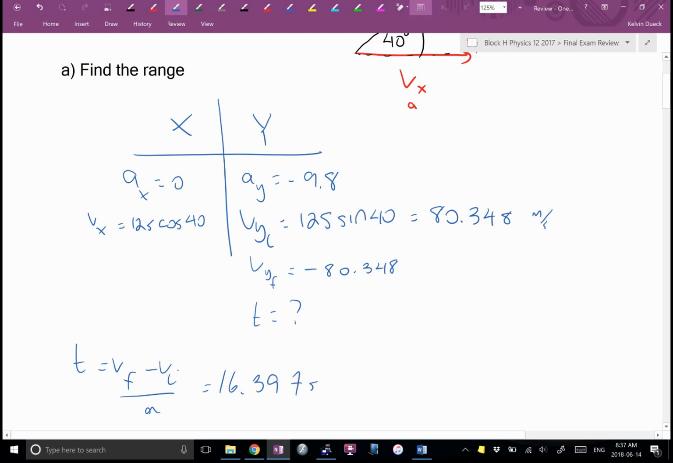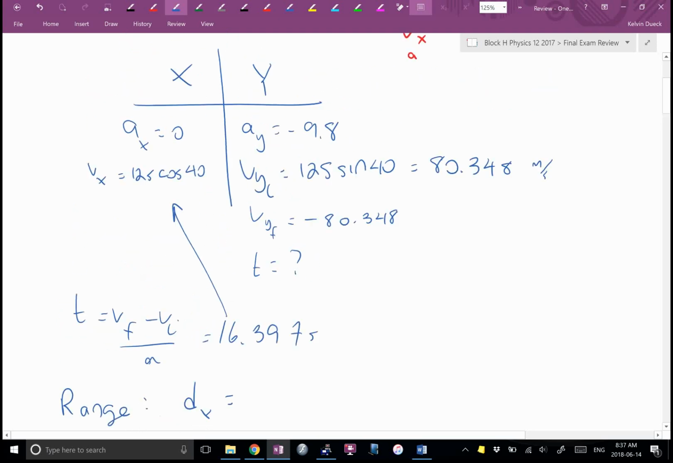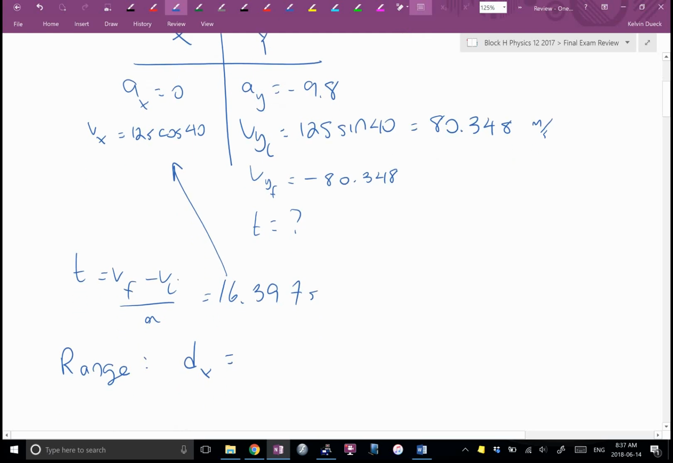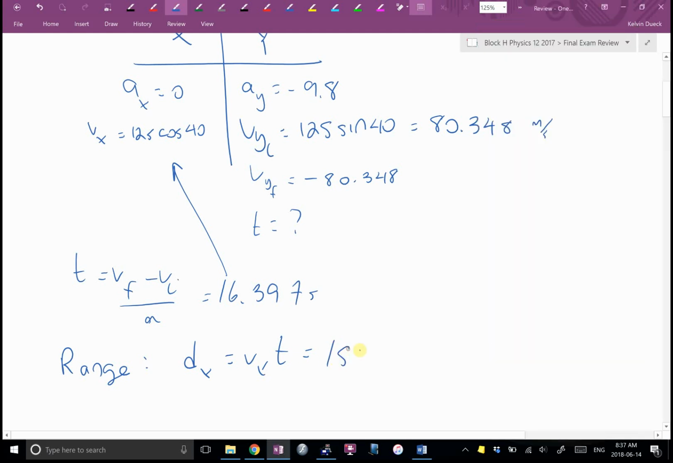How does that help? Well, if I want to find the range, I can now move time into the x column. The range is going to be dx. How can I find dx? What happened to the half at squared? Oh, good. So Vx is 125 cos 40. Why don't I just type that in instead of crunching it? 125 cos 40 times answer button. That works great. And I get a range of 1,570, yes? Good.